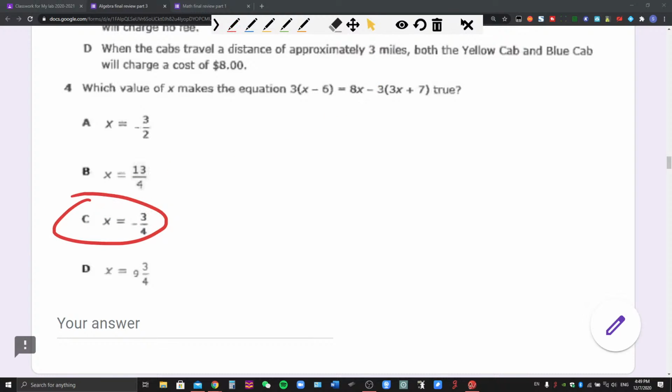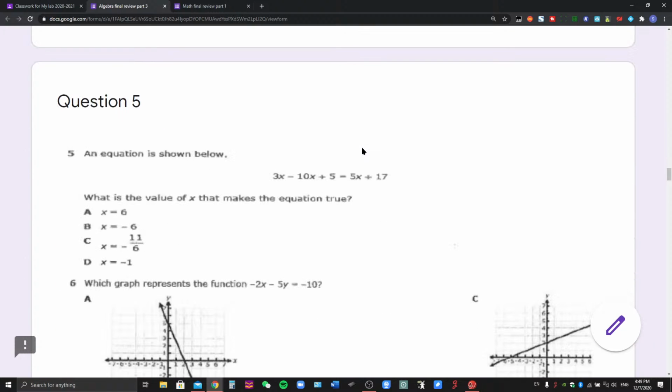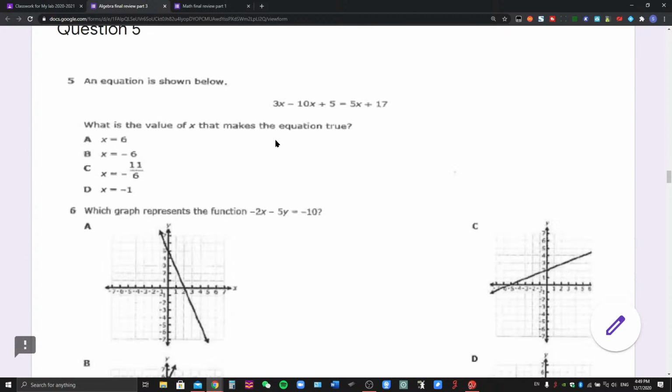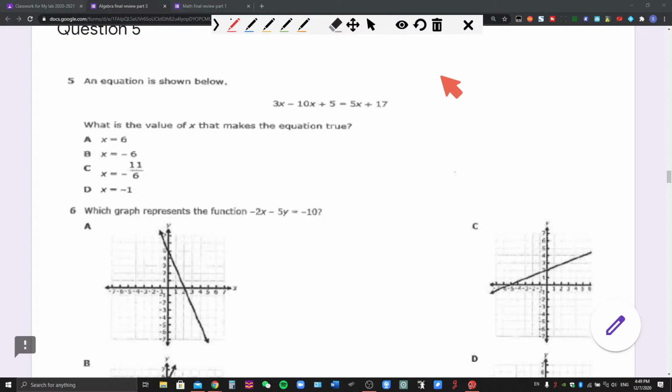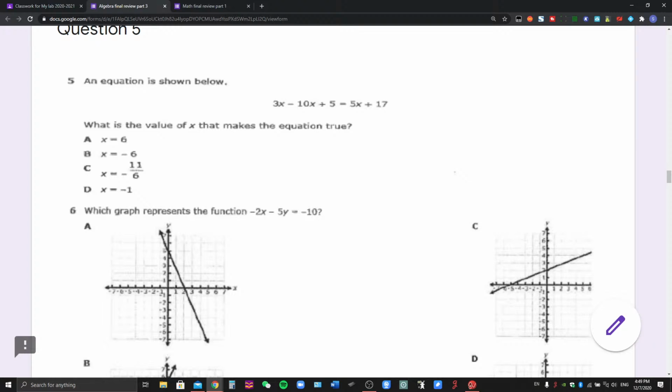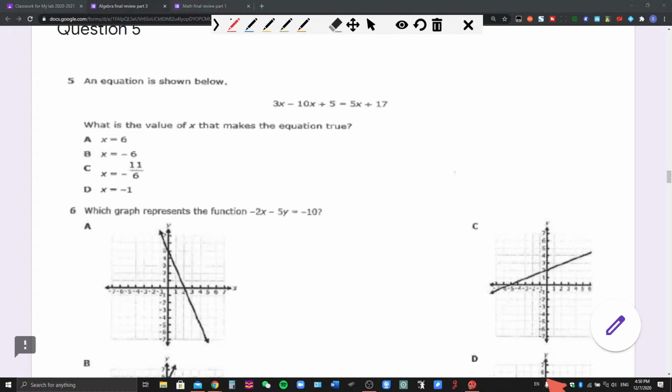Okay, let's do question 5. There's an equation, and what is the value of x that makes it true? So solve the equation. Is that divide by 5? Yeah, I guess that's divide by 5. Hold on, let me check, is it divide or plus, right? I will do both and see if this is a divide or plus. I guess that's a plus.